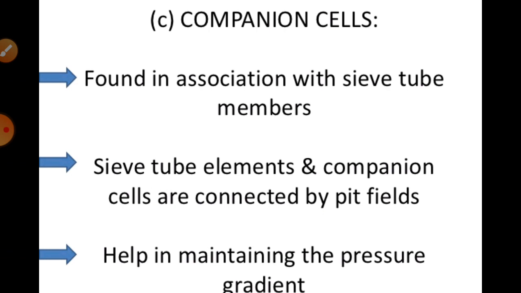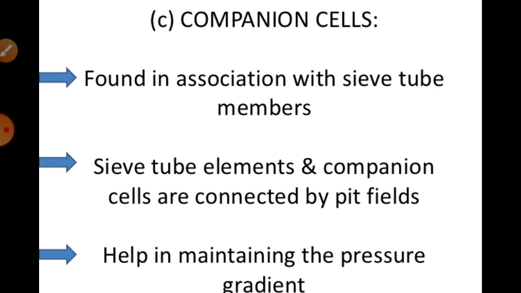Means generally the cytoplasm of the sieve tube and the companion cells are attached with each other with the help of the plasmodesmata, which pass through the pit membrane in the walls. Between them there are pit elements through which these substances can be attached to each other.